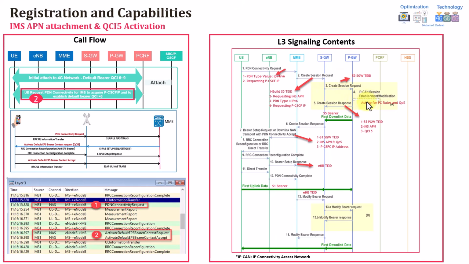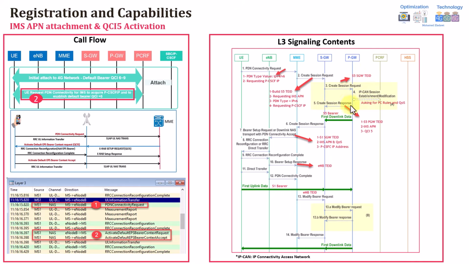Then there will be something called IP-CAN between the PGW and PCRF. IP-CAN is an abbreviation for IP Connectivity Access Network. The PGW is asking the PCRF for the information for the APN, which is IMS, QCI 5. So I need the PCC rules and the quality of service information about QCI 5. So the PCRF will respond with this information.